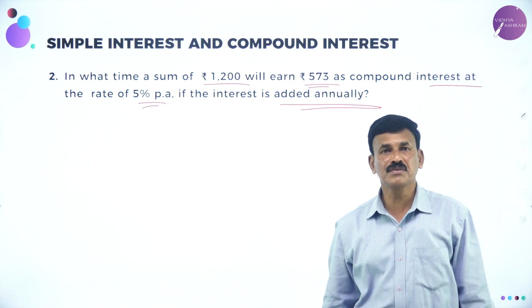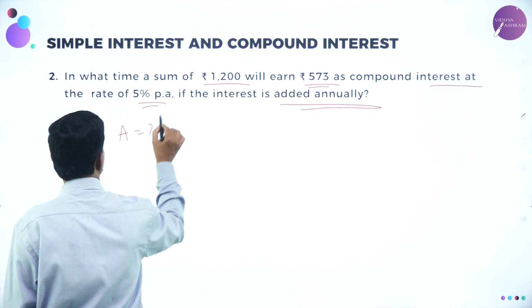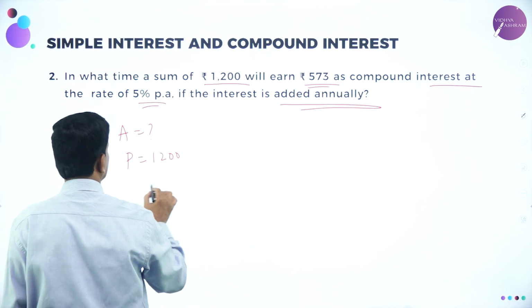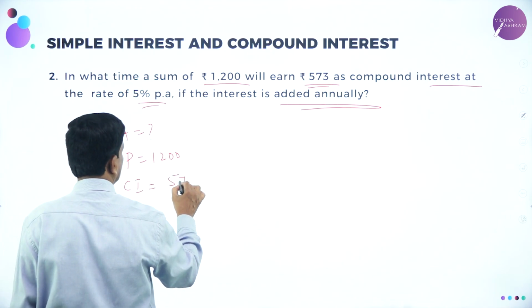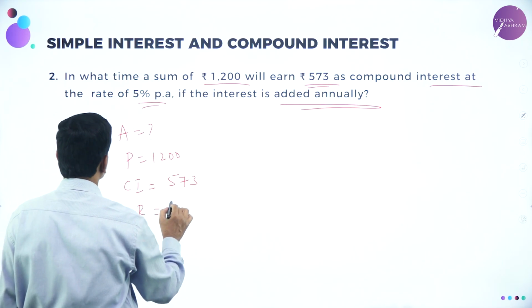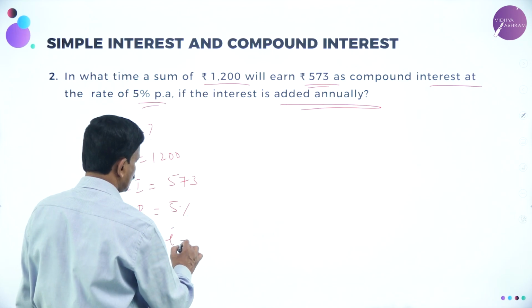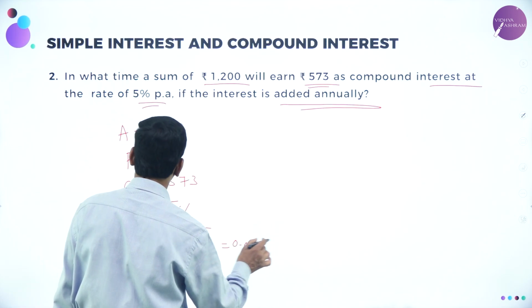Now here what is required to find is the time, so n is the question mark. What is given? Principal is given, 1200, and the compound interest is given, that is rupees 573, and the rate of interest R is given, that's equal to 5%. So therefore what is I then? I is equal to 5 divided by 100, that's equal to 0.05.